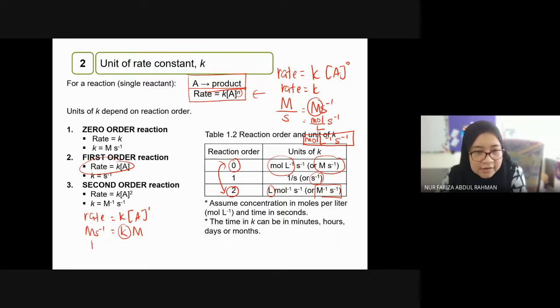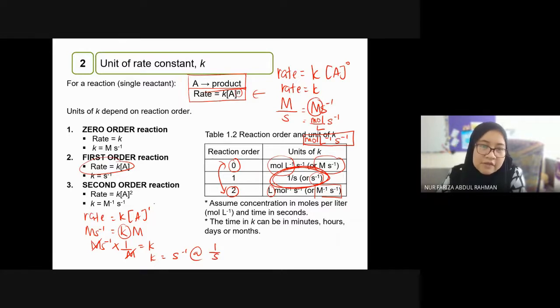So k, M s^-1. M transfers to the other side, it becomes division, right? So it will become like this. This is just math. Transfer to the other side. So M cancels out with M and we will get k is equal to s^-1, which is also equal to 1 over s. See? It's the same, right? Okay.